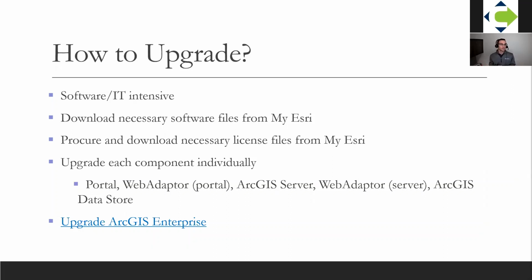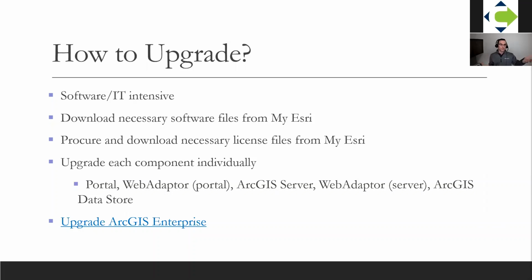There's always something that goes a little bit weird, but for the most part, as long as you're not migrating data from a server to another server, it can be relatively straightforward. If everything's staying in place and your version of ArcGIS Enterprise is not too old, you would literally just download the necessary files from My Esri, the install or upgrades for the base deployment components, then procure and download your necessary license files, and use those during the install of the various components.